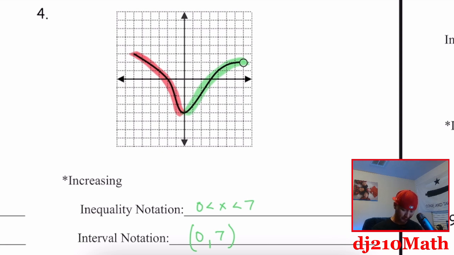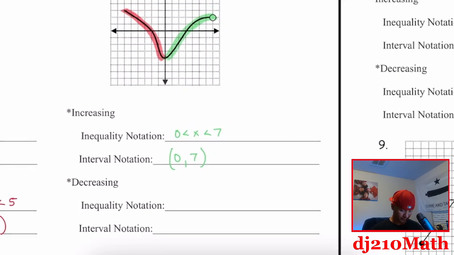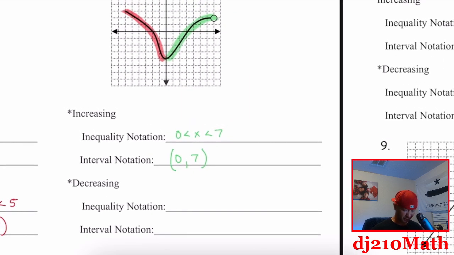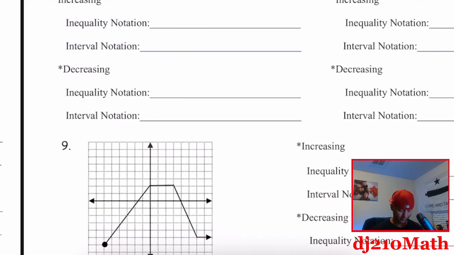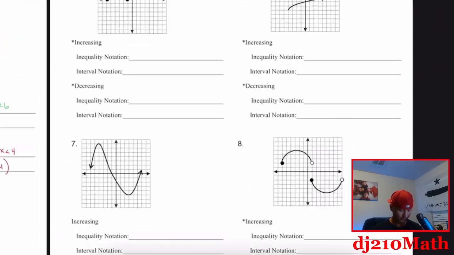For decreasing, this is going to be 1, 2, 3, 4, 5, 6. -6, comma 0. And the inequality is between -6 and 0. So -6 less than x less than 0. So these are the two decreasing and increasing sections. All right, second page.